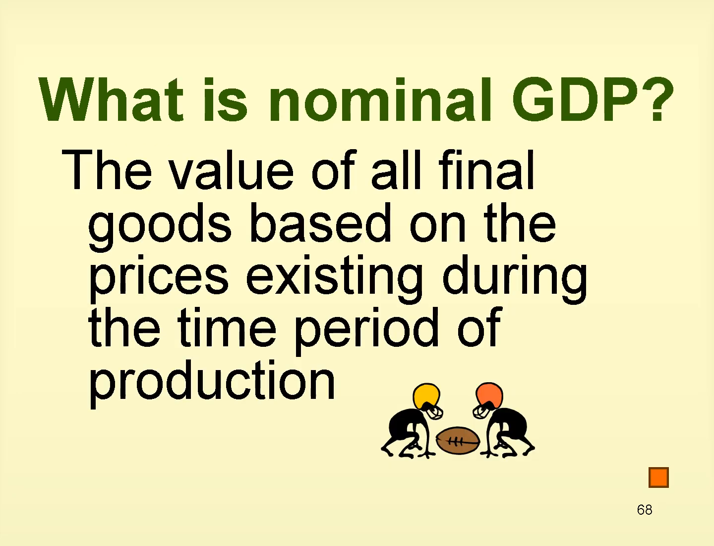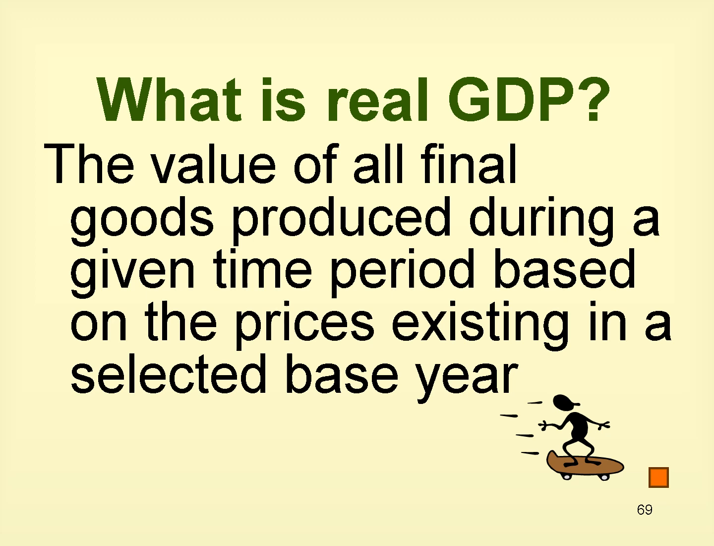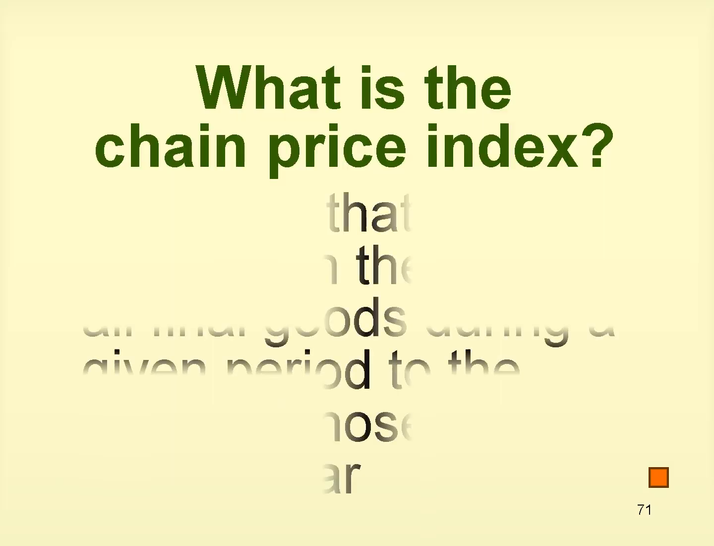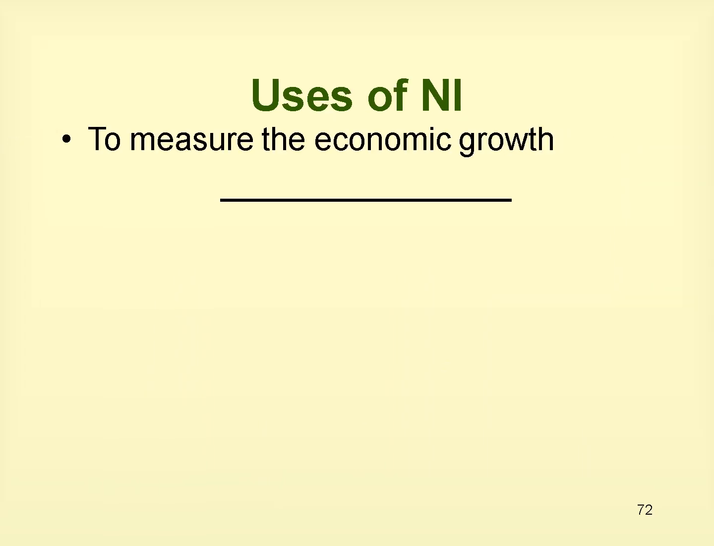What is nominal GDP? It's the value of all final goods based on the prices existing during the time period of production. What is real GDP? The value of all final goods produced during a given time period based on the prices existing in a selected base year. So this is the formula to get the real GDP. This is very important.